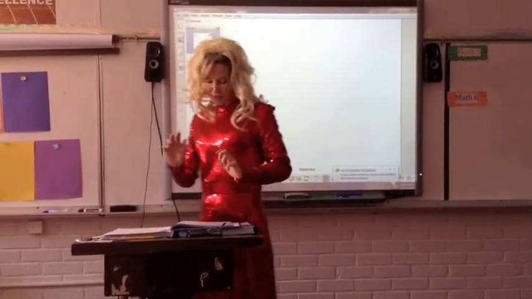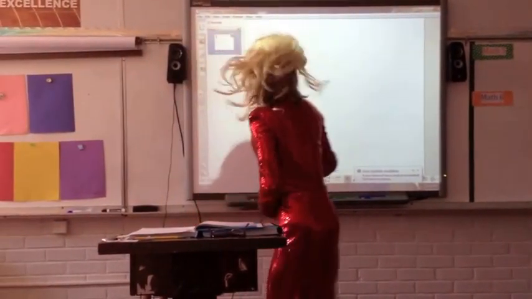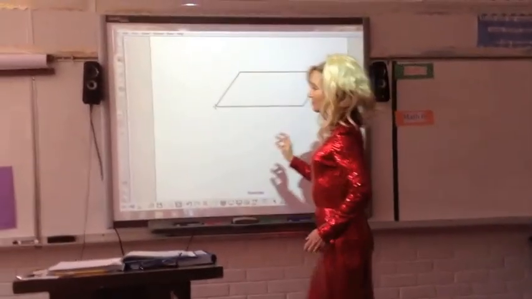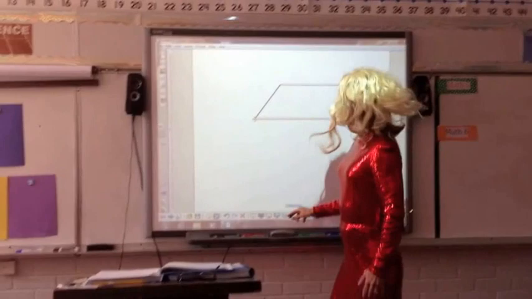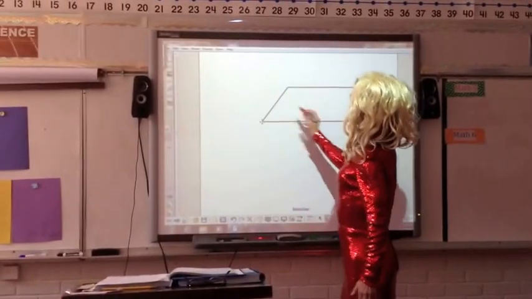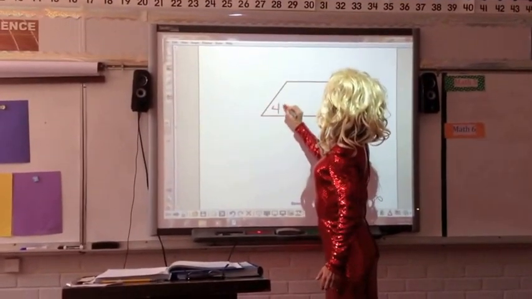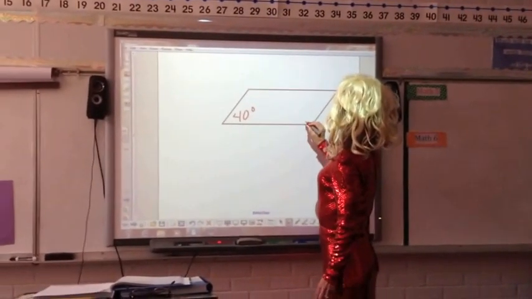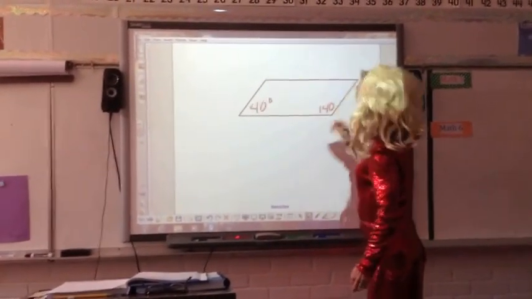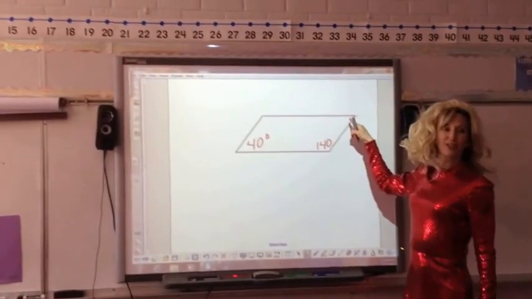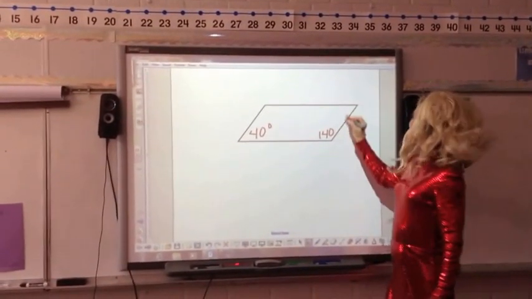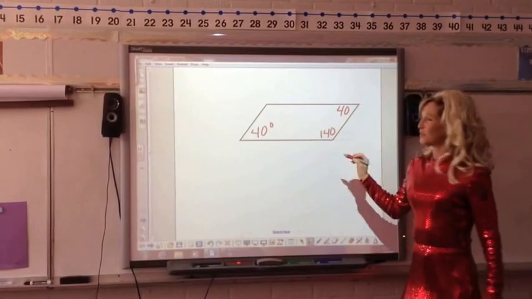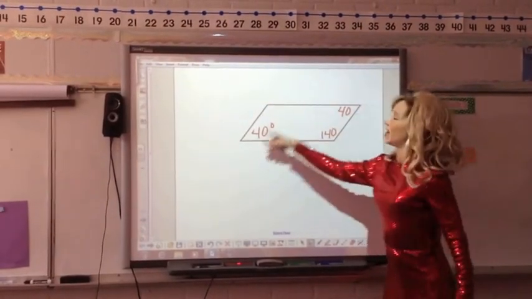So hopefully you remember all of that stuff. So let's look and put a parallelogram on the board. All right, we have a parallelogram right here. And let's look at the angles of the parallelogram. Let's say this one is 40 degrees, and this one is 140 degrees. Who can tell me, what do you think this angle would be? Good, 40 degrees. These are called opposite angles.